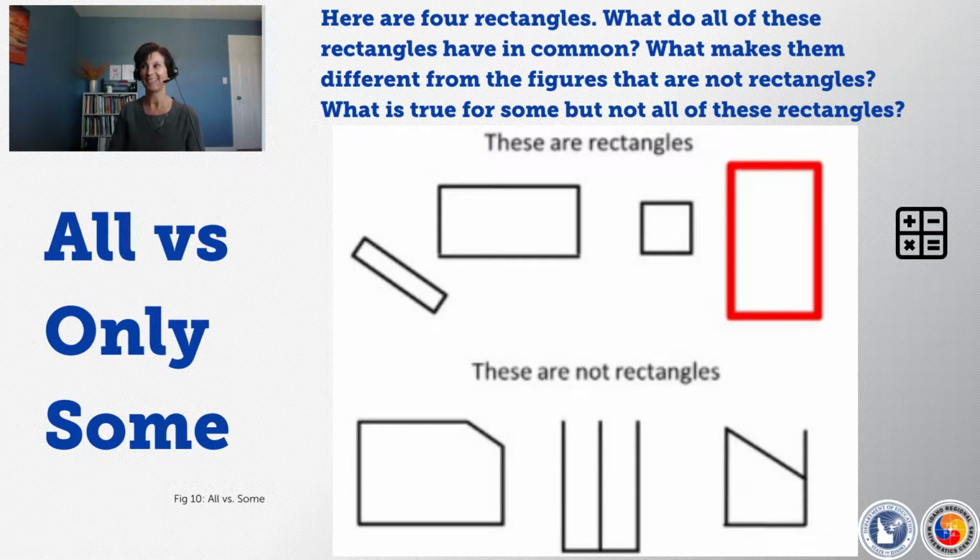Here are four rectangles. What do all of these rectangles have in common? What makes them different from the figures that are not rectangles? While students are engaged in the triangle and rectangle task, they are probably informally describing the properties of shapes they see. This is a great opportunity to teach the vocabulary terms of sides, square corners, and vertices in context.